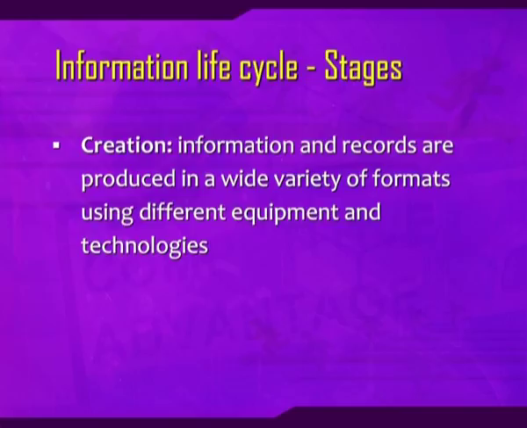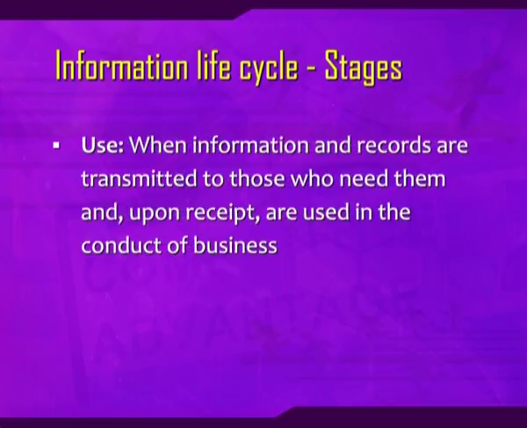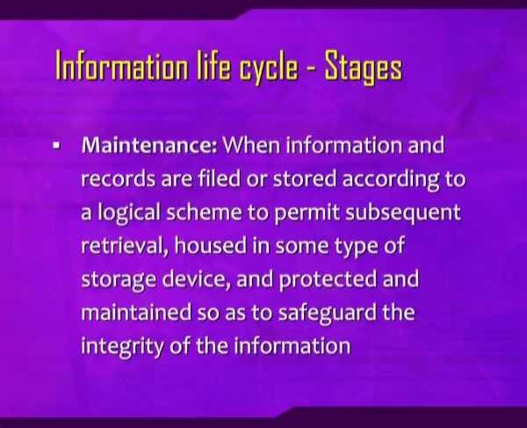First stage in this cycle is creation. Information and records are produced in a wide variety of formats using different equipment and technologies. Second, use. When information and records are transmitted to those who need them and upon receipt are used in the conduct of business. Third, maintenance.